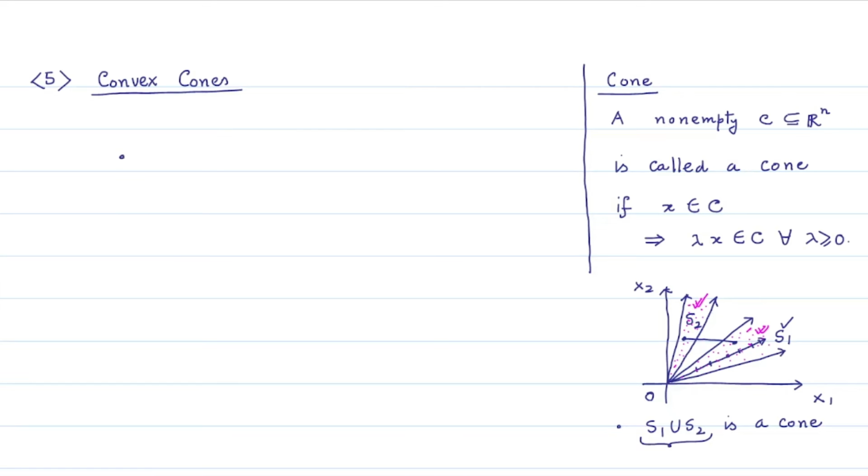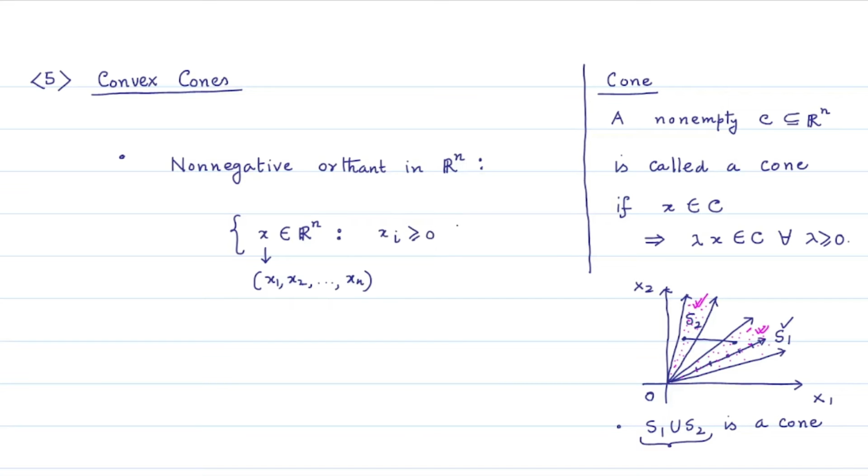The non-negative orthant in Rn space, that is the set of all points in Rn whose all components xi's are non-negative, is an example of a convex cone. This set, which we commonly denote by Rn plus, is a cone as well as a convex set.